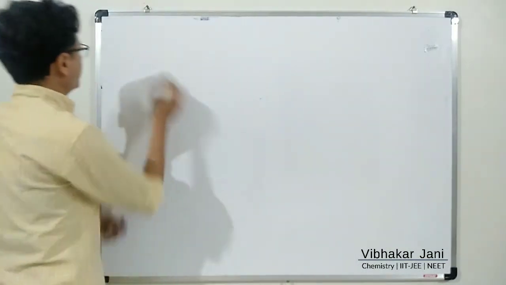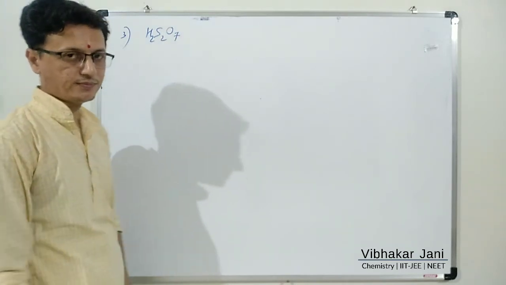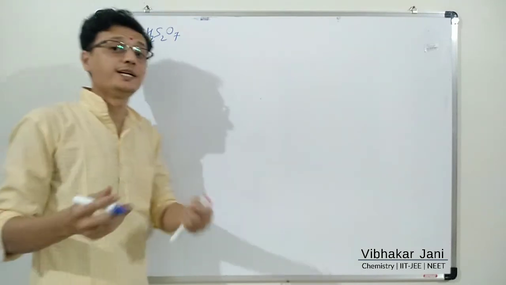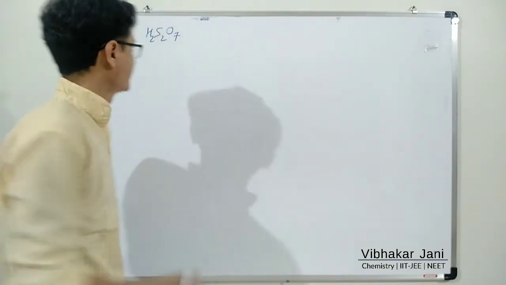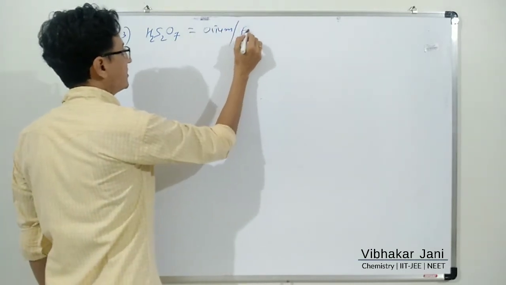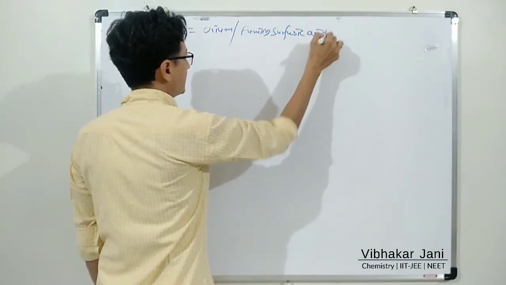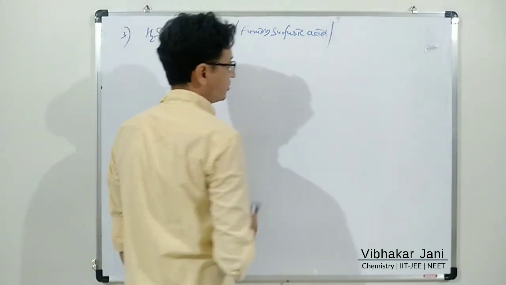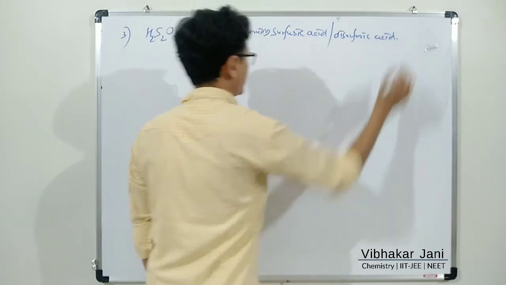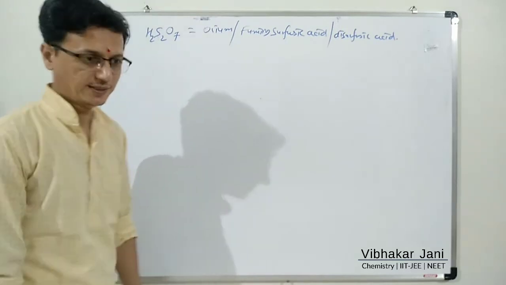The third example is H2S2O7. Now this is your familiar compound. This is oleum or fuming sulfuric acid. O-L-I-U-M, oleum, or you can call it fuming sulfuric acid, or you can also call it disulfuric acid, H2S2O7. This is disulfuric acid.